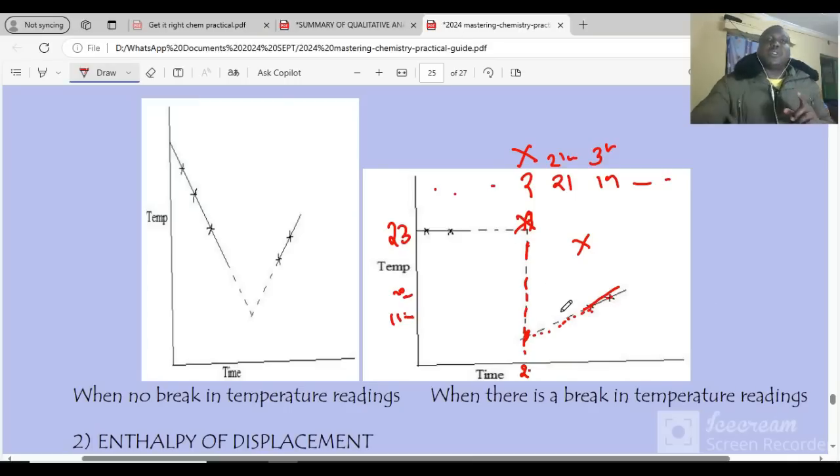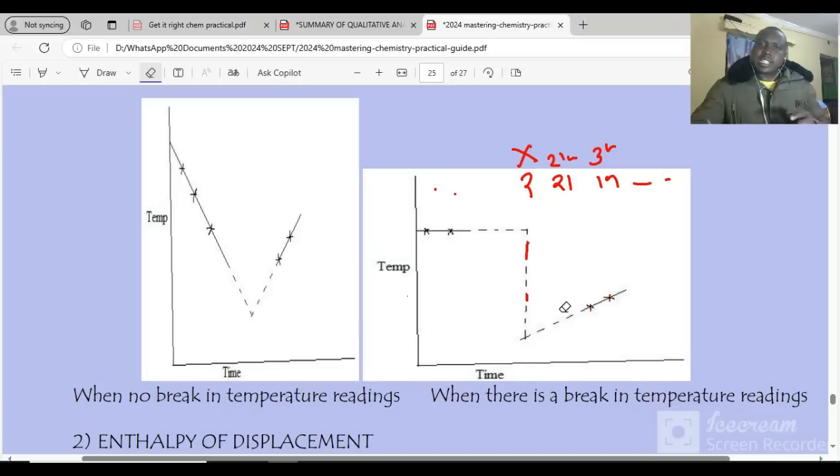So this one is for endothermic. For endothermic, utaanza na room temperature which will be 20, 24, it depends where you are. And then ukiongeza certain solid, the temperature ita decrease. So final tutakuwa na kama 18 na initial ilikuwa 22.